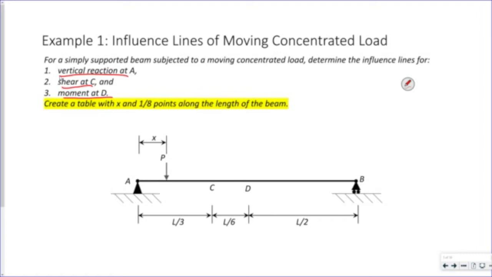beam, and we're going to move this load P along the length, right? Going this way. If this is x equals 0 and this is x equals L, at 8th points along the length of the beam. So 1/8 L, 2/8 L, 3/8 L. And find, if I put that load P at that location, what is my vertical reaction at A?